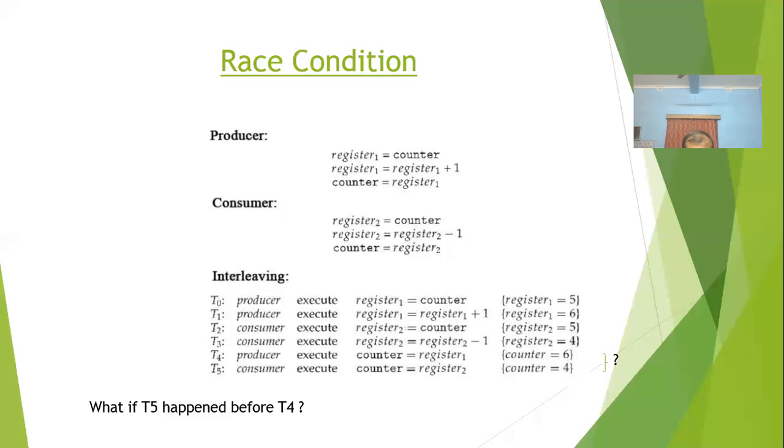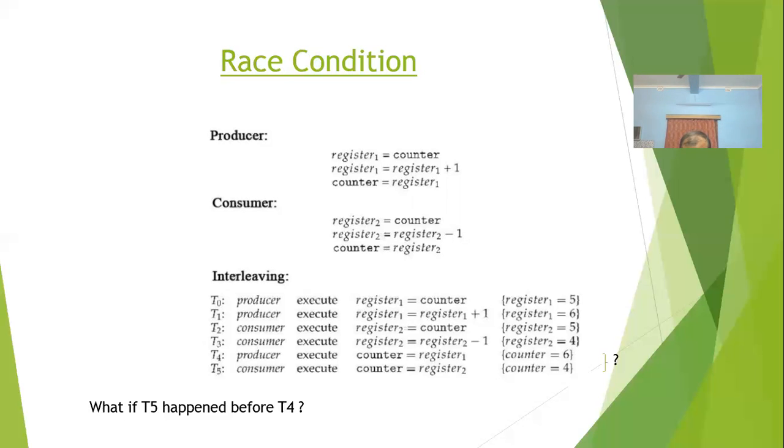Suppose at a particular point of time t0, the producer is executing register 1 equal to counter. So now register 1 will have the value 5 here. We are assuming that at the very beginning the value of the variable counter is 5. Then at time instant t1, the producer process executes register 1 equal to register 1 plus 1. That means the value of register 1 is incremented by 1 unit. That means register 1 now contains 6.